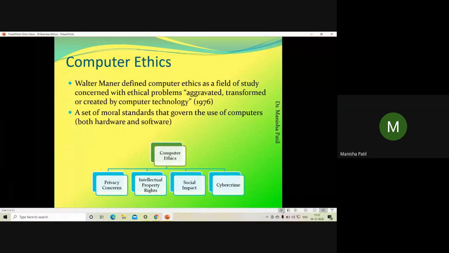When we are talking about computer ethics, we are concerned with four major areas: privacy concerns, intellectual property rights, social impact, and cybercrime. Please write down the definition, then we will see each one in detail.